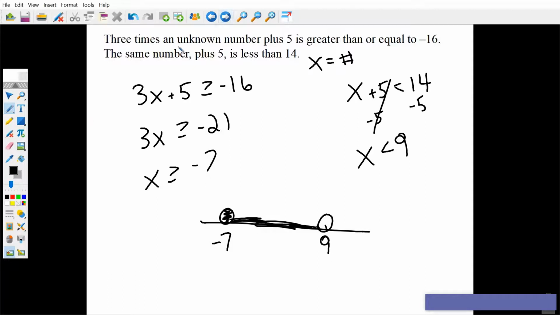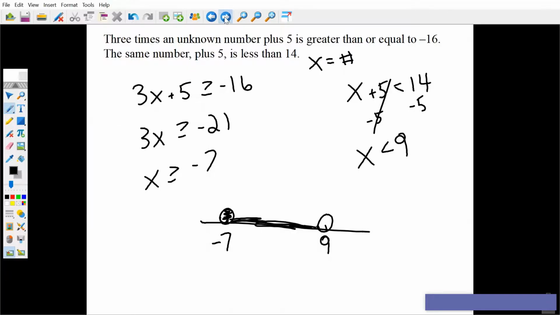The first one, 3 times an unknown number. Well, the number is x, so 3 times x plus 5 is greater than or equal to negative 16. Well, we can solve that, and we get x is greater than or equal to negative 7. Then it tells us the same number, x plus 5, is less than 14. If we solve that part, we get x is less than 9. So the answer has to be greater than or equal to negative 7, and less than 9. So in this case, there are two separate equations to solve, and that gave us our inequality. I wouldn't expect to see many like this, though. This one was a little tricky.